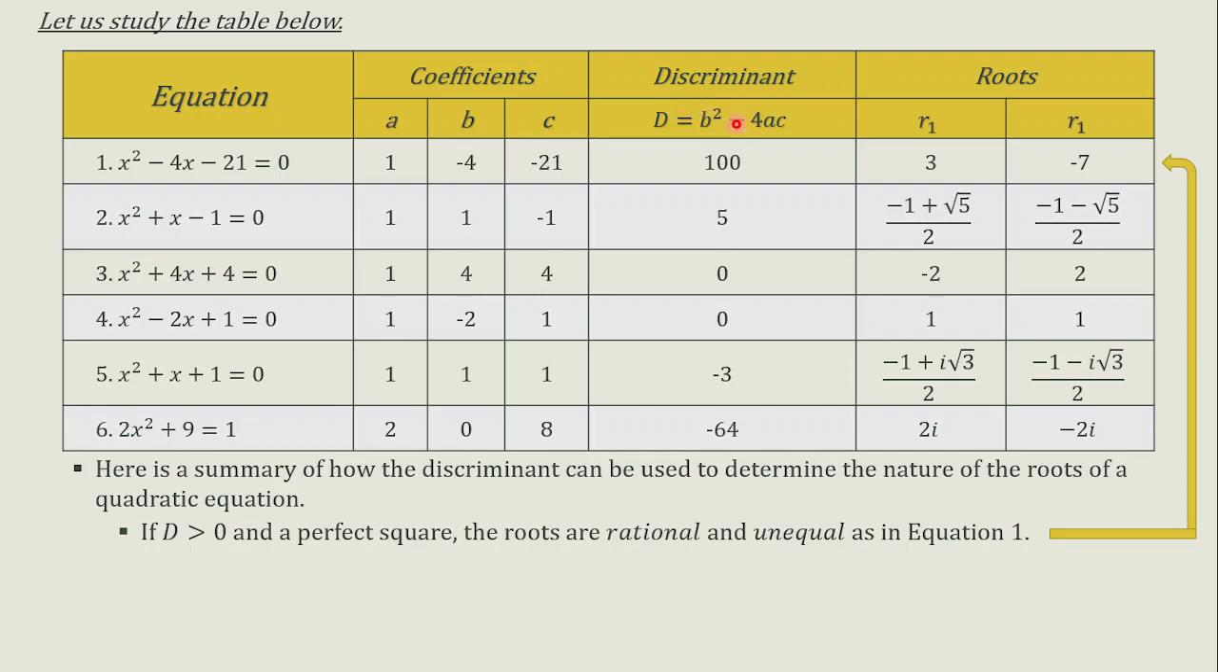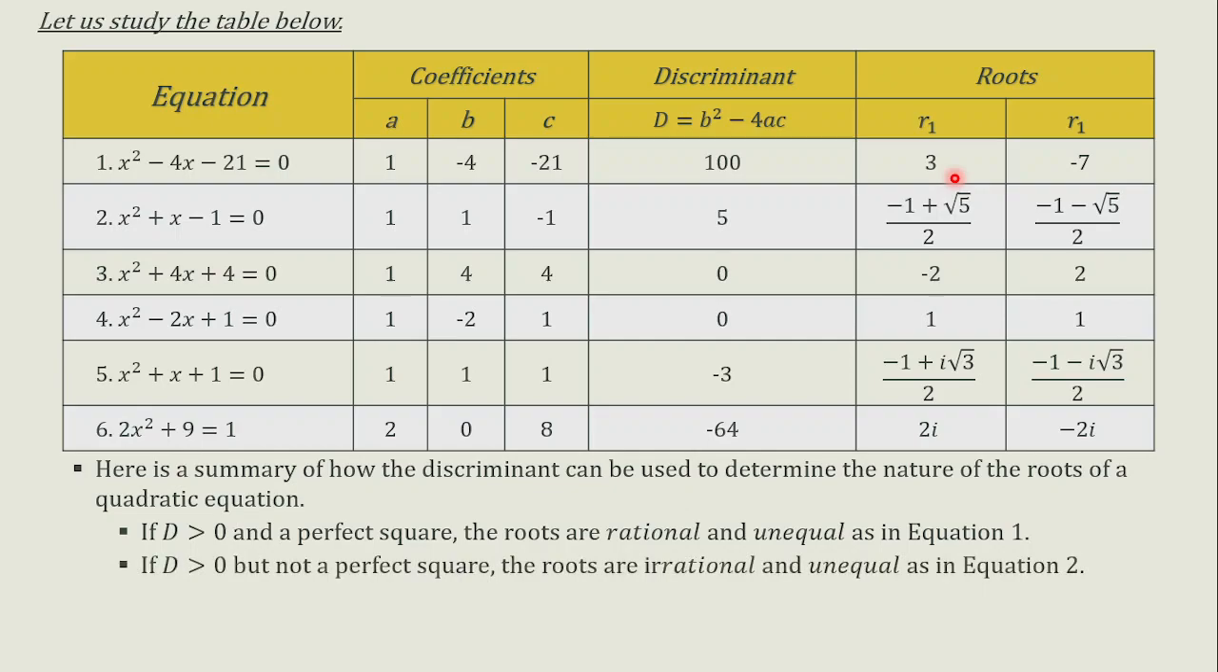So here, class, example number 1 is greater than 0 and a perfect square. It means the roots are rational and unequal, as in equation 1. It is rational, class, because these are examples of integers, positive and negative, and they are unequal. Just remember, if the discriminant is greater than 0 and a perfect square, the roots are rational and unequal. Case number 2.